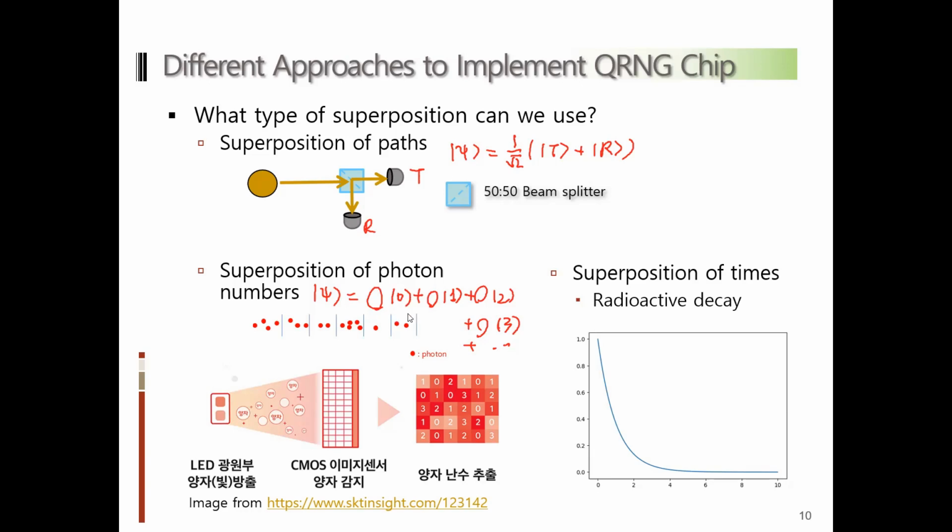But the point is, in principle, whether we will have a single photon, no photon, or three photons per unit time is determined by the superposition of all these possibilities. Moreover, if we shine this kind of light on this two-dimensional array, you can consider this situation as an extension of this kind of beam splitter.